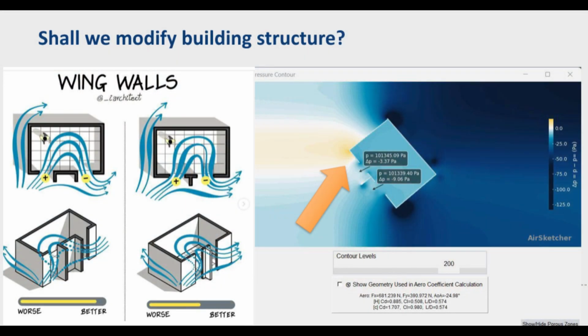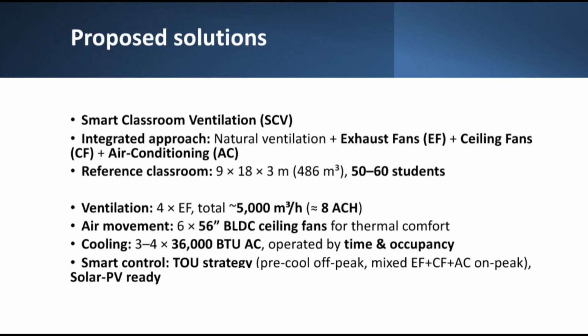We stand at the front of the building, facing north, we can feel strong wind. However, when we walk into the building, there's almost no airflow at all. We initially had the idea of modifying the building, for example, by adding wing walls, but this would require a significant investment due to the large size of the building. Consequently, we introduced the Smart Classroom Ventilation System. It is an integrated approach that blends natural ventilation, exhaust fans, ceiling fans, and air conditioning.